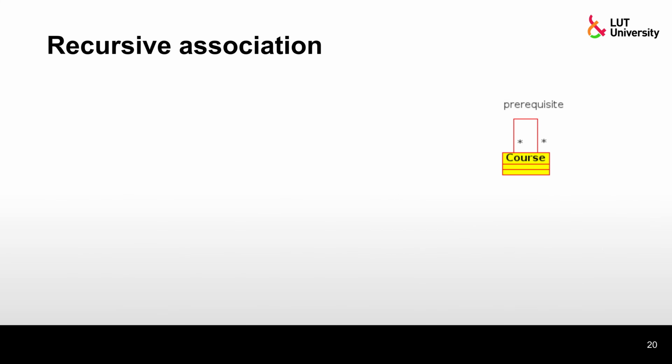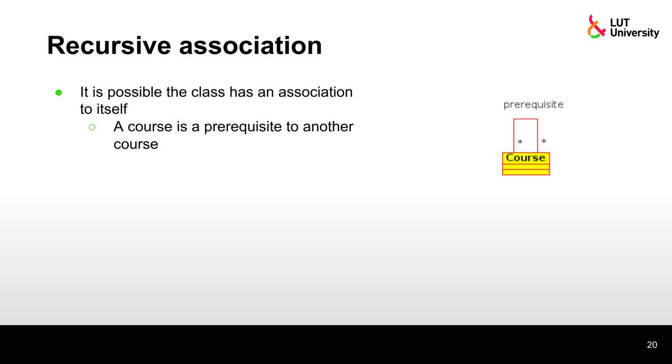We can have recursive associations. So there is a class that has associations to itself. So basically a course can be a prerequisite to another course. So you need to go through fundamentals of programming first, and then you can join object-oriented programming. So the course class has an association to the course class. And similarly, folders in a computer file system, folders or directories, they can have folders and files inside.